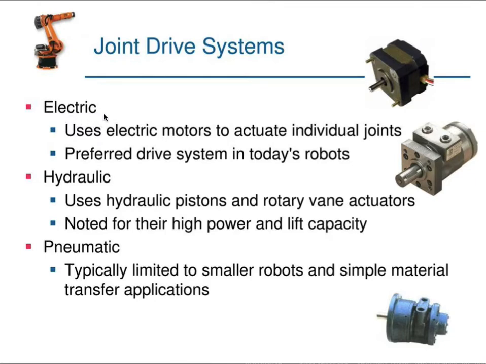Here in joints, some drive systems are used. These are electric joints, hydraulic joints, and pneumatic joints. Hydraulic uses hydraulic pistons and rotary vane actuators, and is noted for its high power and lift capacity, which is very important while using hydraulics. And electric uses electric motors to actuate individual joints, and is the preferred drive system in today's robots actually.